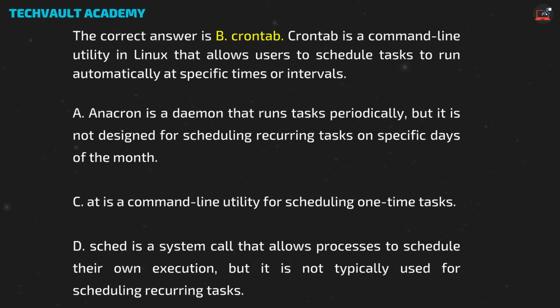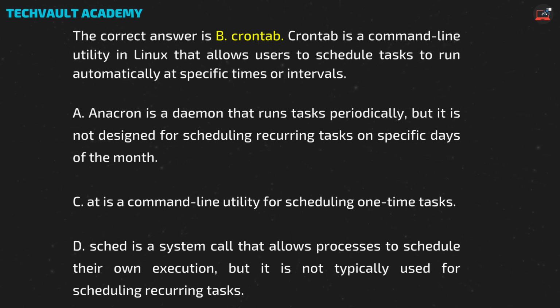The correct answer is B. crontab. Crontab is a command line utility in Linux that allows users to schedule tasks to run automatically at specific times or intervals. A. Anacron is a daemon that runs tasks periodically, but it is not designed for scheduling recurring tasks on specific days of the month. C. at is a command line utility for scheduling one-time tasks. D. dshed is a system call that allows processes to schedule their own execution, but it is not typically used for scheduling recurring tasks.